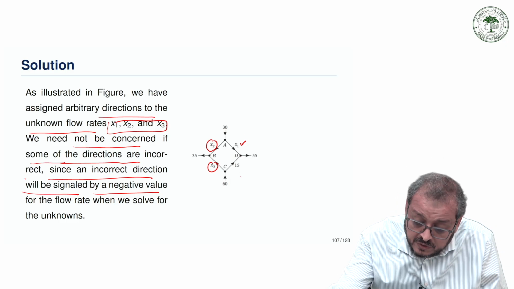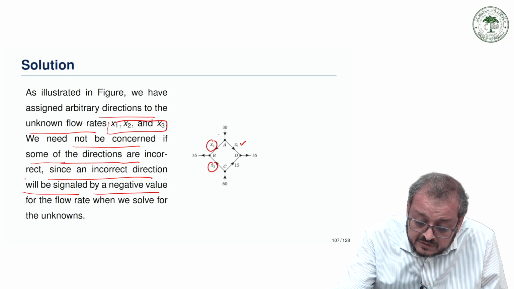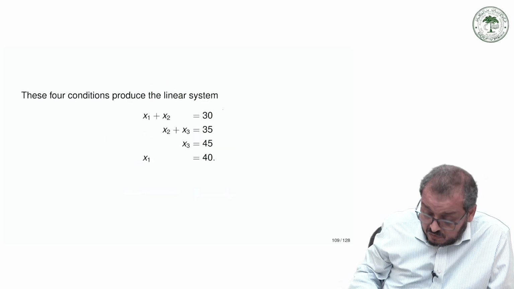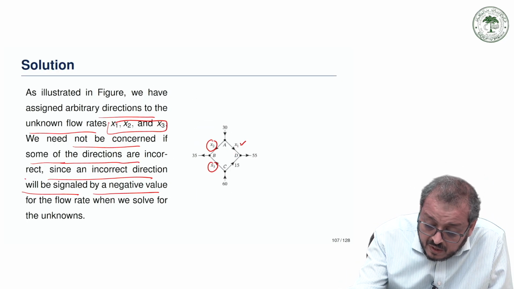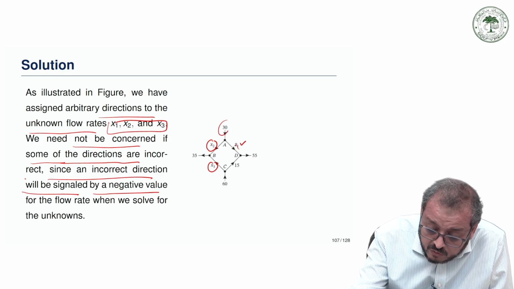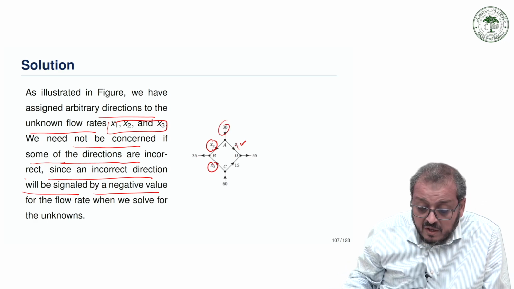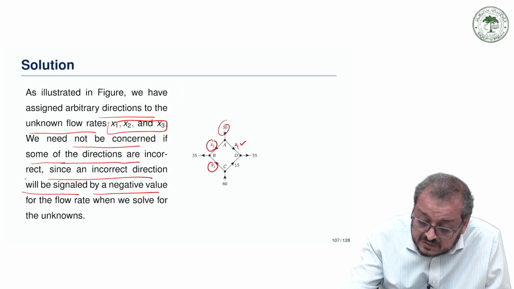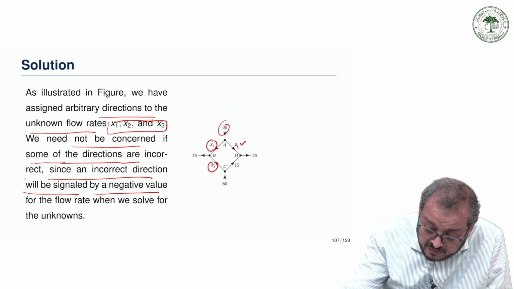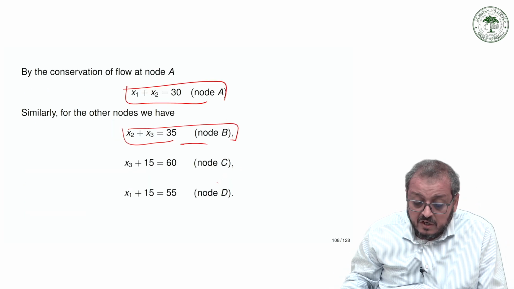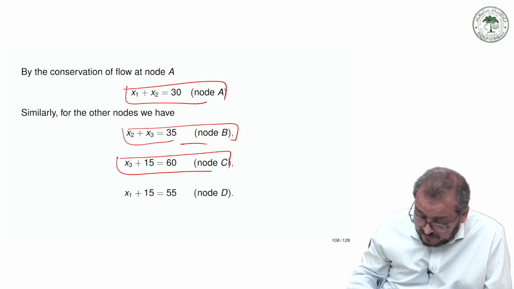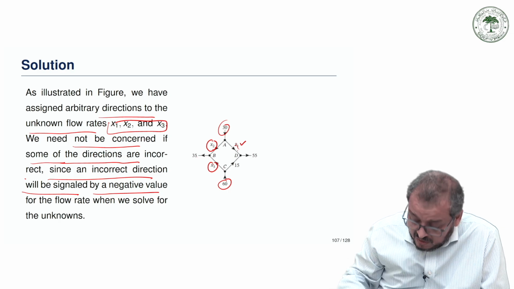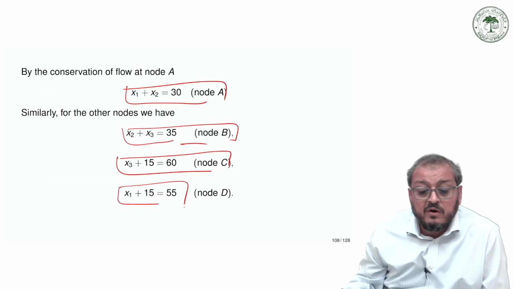So we write the first equation. We can write x1 plus x2 is equal to 30, by node A. Then x2 plus x3 is equal to 35 for node B. And now x3 plus 15 is equal to 60 for node C. And then x1 plus 15 is equal to 55 for node D.